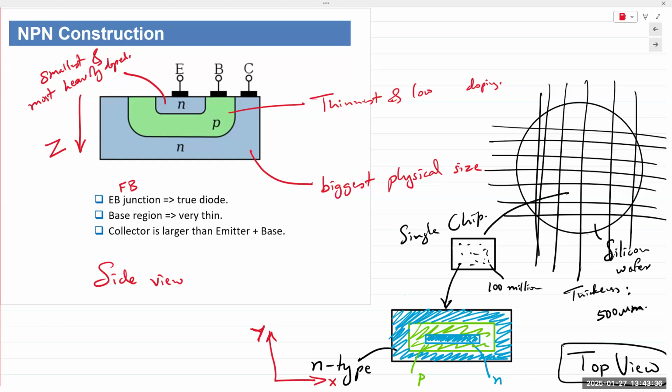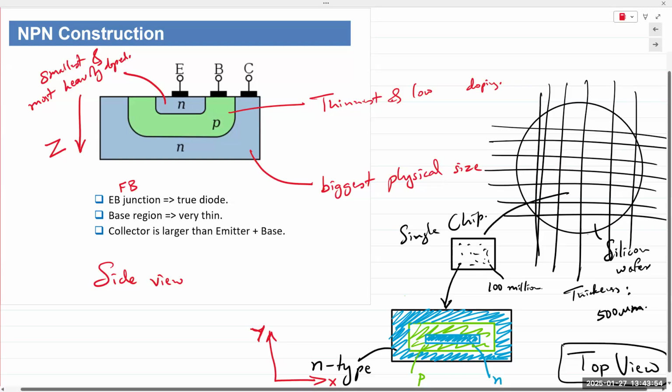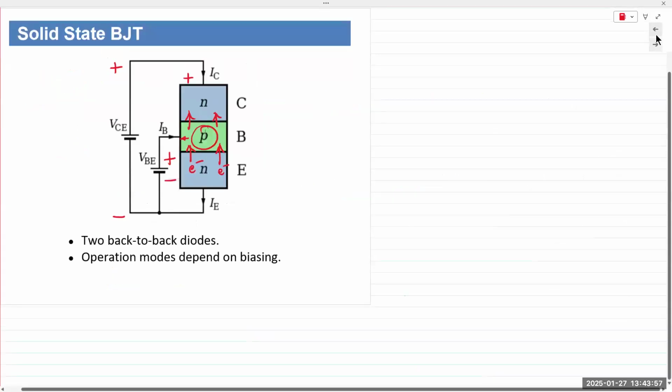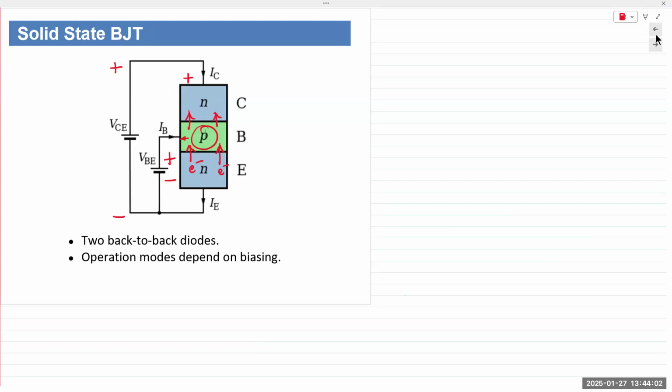The emitter is made out of N-type material, meaning it has a lot of free electrons. In a PNP, the emitter is made out of P-type material, meaning it has an excess of holes. So whether it's NPN or PNP, the emitter has the most amount of free charge carriers. And then if we forward bias the base and emitter junction, that means that the carriers from the emitter are free to cross over into the base.